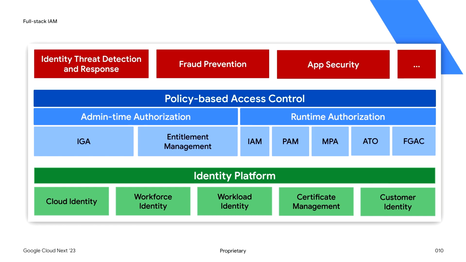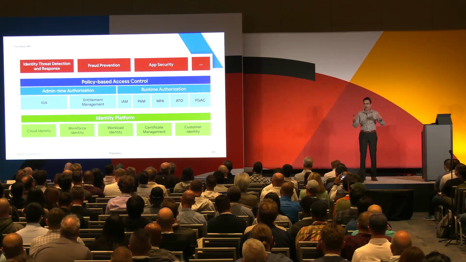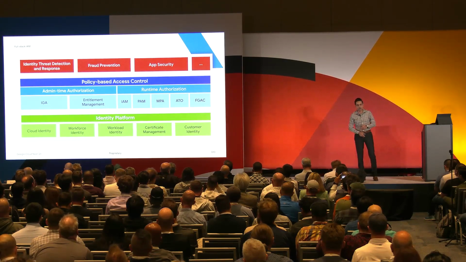And then finally, if you have a robust identity and access management stack, you can then start thinking about differentiated scenarios that IAM lights up for your applications and for your deployments. Scenarios like ITDR, Identity Threat Detection and Response, but also for your application, the notion of application security or fraud prevention. All of these capabilities require IAM to be robust and to work well with each other.